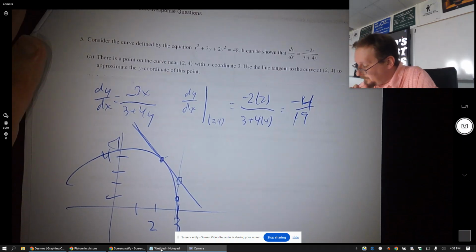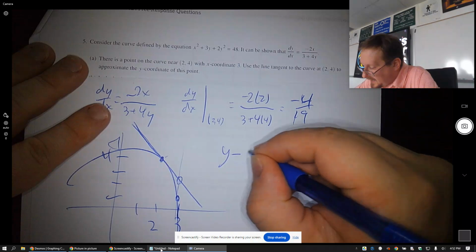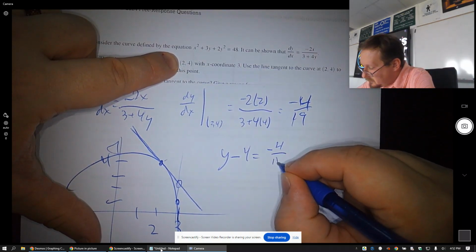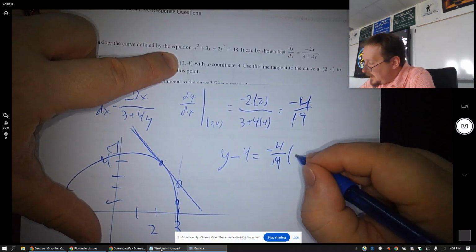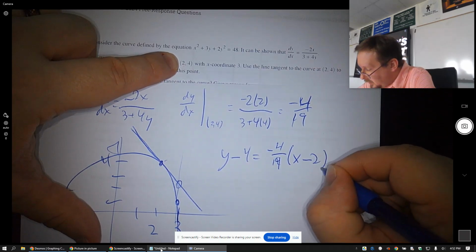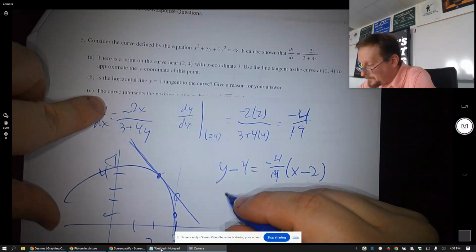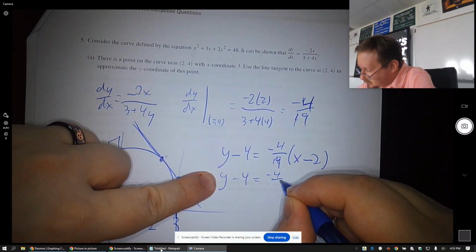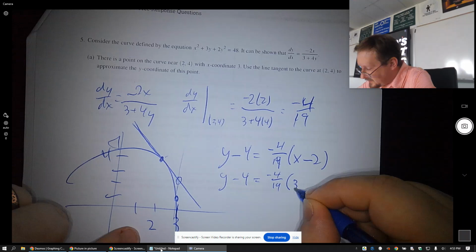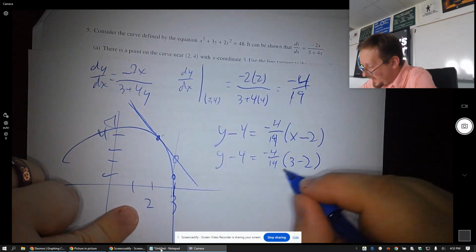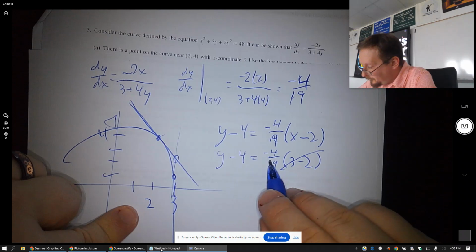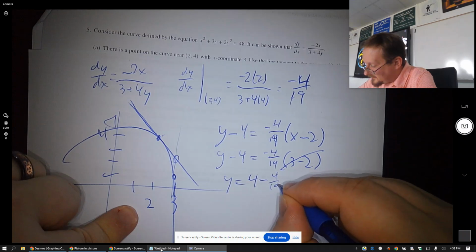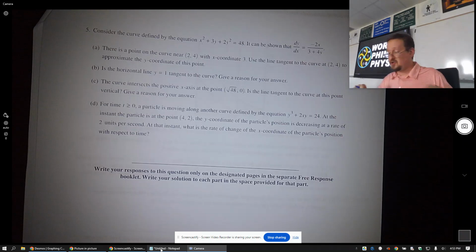Okay. So how am I going to build a tangent line? I'm going to say y minus y1 equals slope, negative 4 over 19, times x minus x1. And then I'm going to say, okay, here's the approximate y coordinate. Here's the x coordinate you asked me about, that's 3. So 4 minus 4 over 19. I'm not simplifying that.